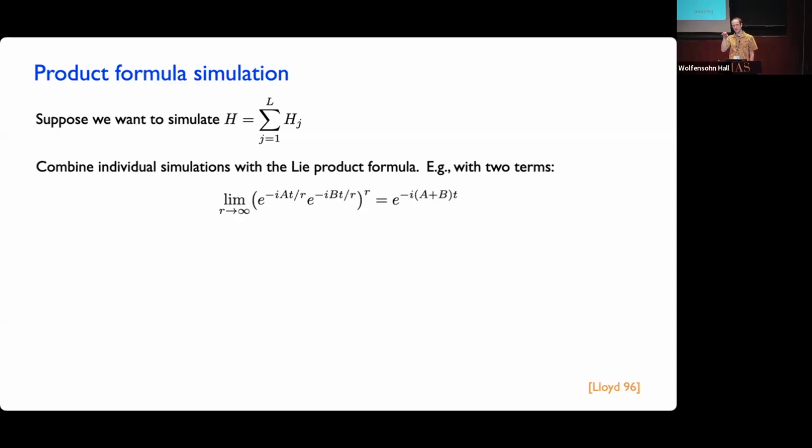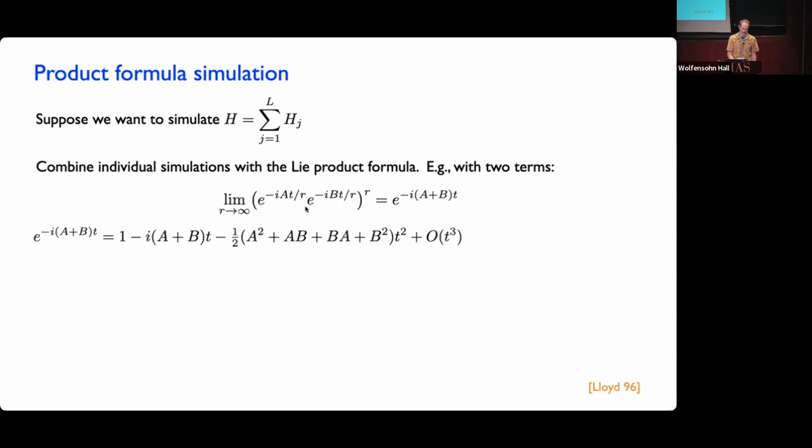And now, of course, in a simulation algorithm, we don't want to take an infinite amount of time. We don't want to use an infinite amount of steps. But we can truncate this to a finite value of r, and we can try to work out how big r has to be in order for this to be an accurate approximation, to within some epsilon. And so it's pretty straightforward.